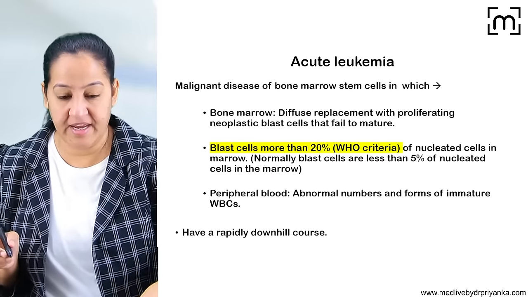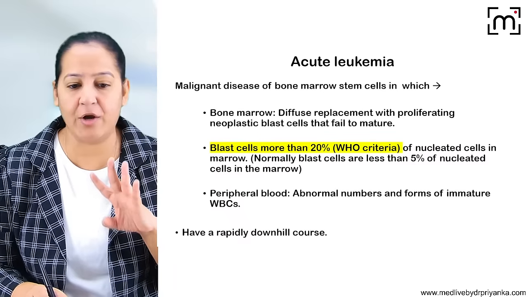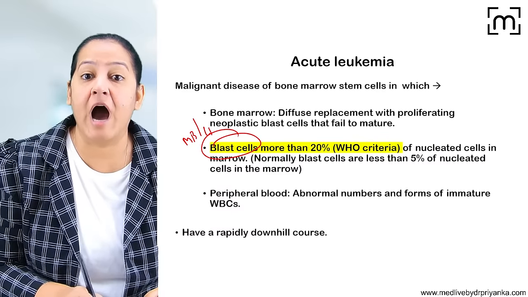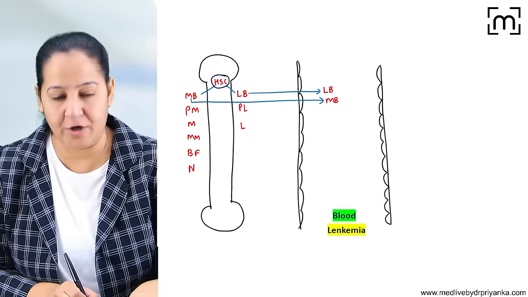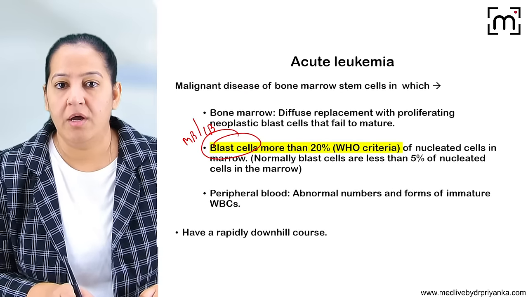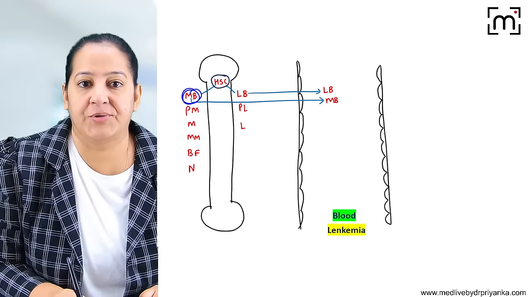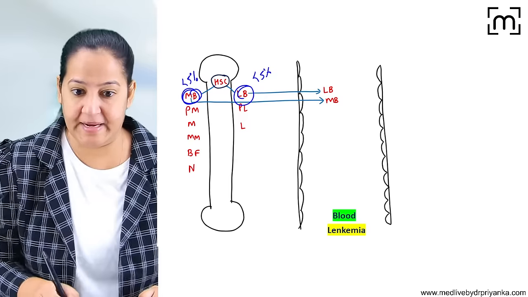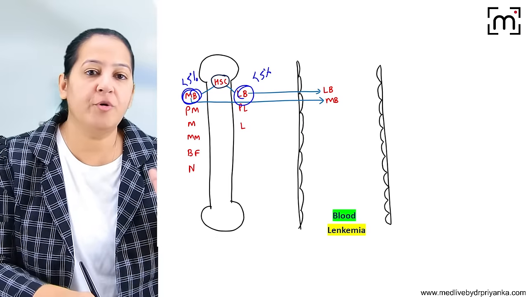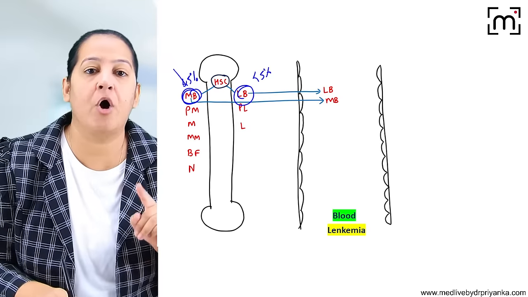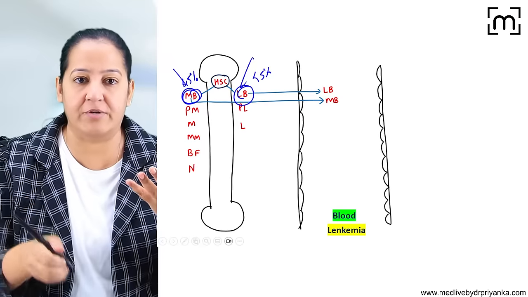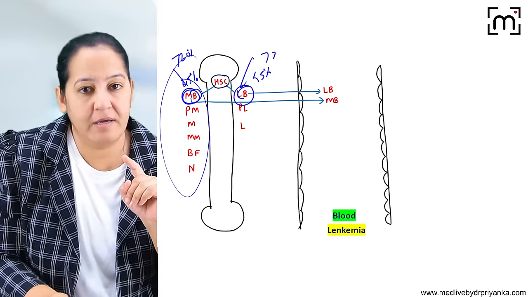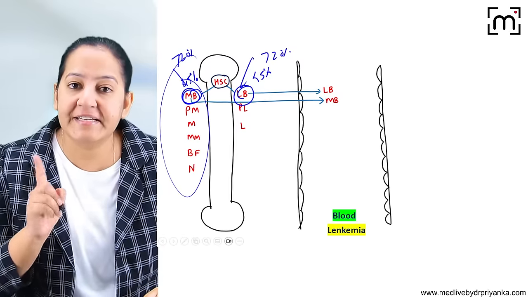What are acute and chronic? In acute leukemia, whether it is myeloid or lymphoid, the blasts are coming. Either myeloblasts are coming or lymphoblasts are coming. How much blast is coming? Normally in the bone marrow, this is a myeloblast and this is a lymphoblast. Normally in a healthy adult human being, the blasts are less than 5%. Now due to mutation, either myeloblasts or lymphoblasts do uncontrolled mitosis. If their percentage becomes more than 20% of all the cells, it is known as acute leukemia.